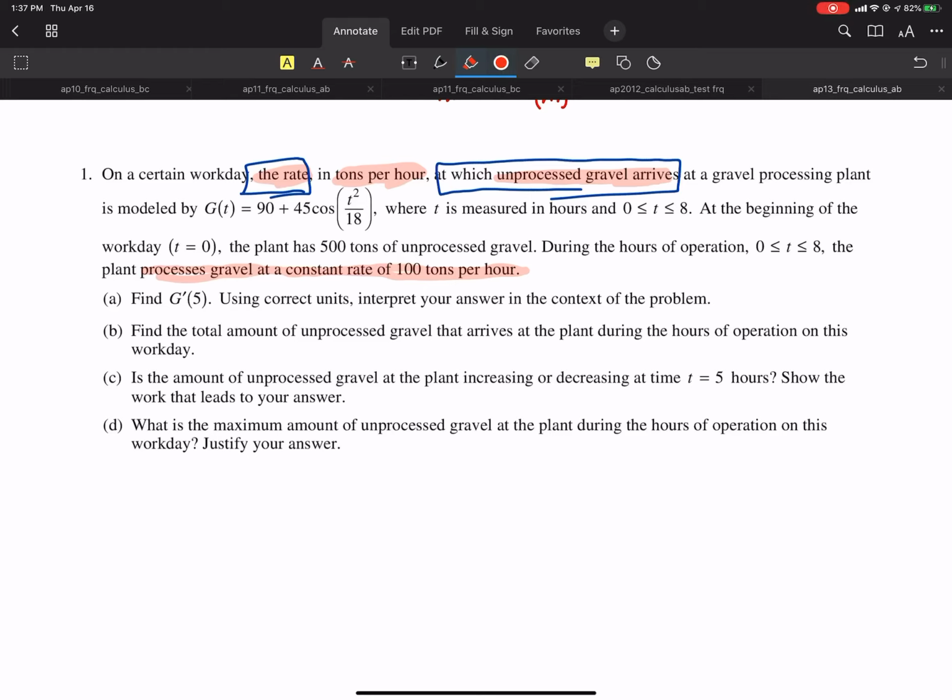Find the total amount of unprocessed gravel that arrives. So they're not asking for how big the pile is. They just want to know how much has arrived from 0 to 8 hours. So this is a pretty straightforward problem here. So we have the rate of arrival. So if we integrate the rate of arrival, sorry about my screen, I don't know why it's freaking out like that. If we integrate the rate, actually G is already a rate.